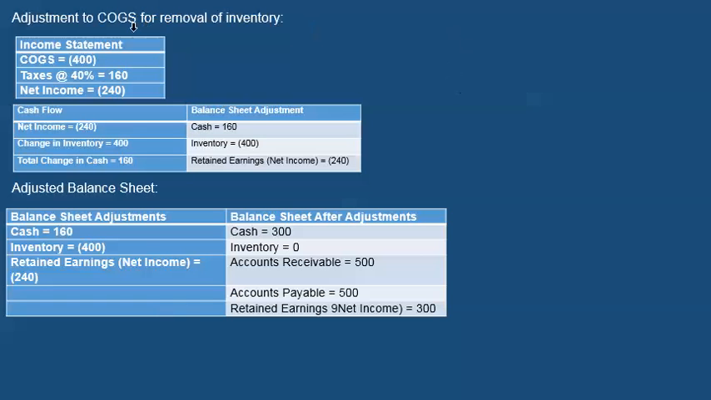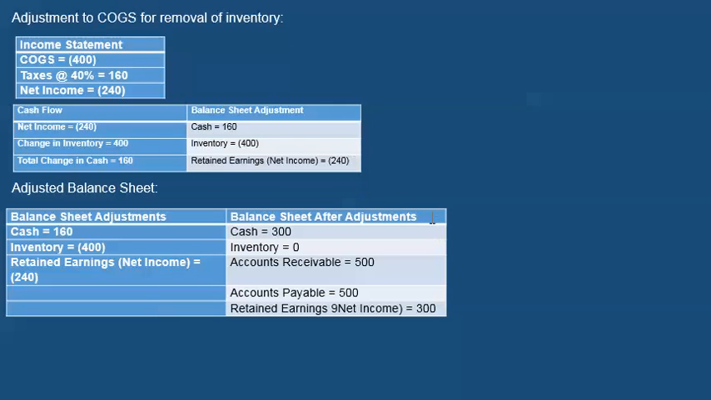Let's adjust our cost of goods sold and remove the inventory. So what's happening on the income statement? We have COGS of negative 400. Taxes at 40% equals 160. And net income equals minus 240. Our cash flow looks like net income is minus 240. Change in inventory is 400. Total change in cash is 160. Balance sheet adjustment, cash equals 160. Inventory negative 400. Retained earnings negative 240.